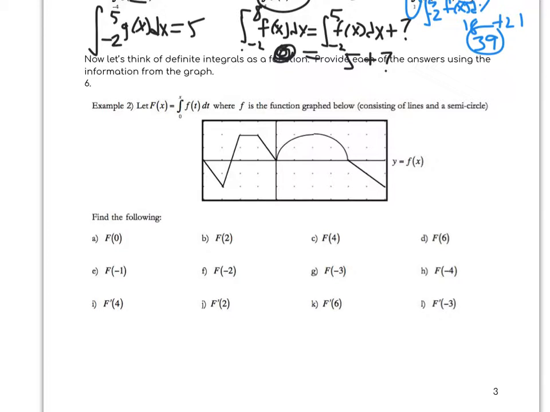Now apparently we're thinking about integrals as a function. I'm going to put negative 5 there just so we don't lose it. And here we've got a function. We've got this graph below.